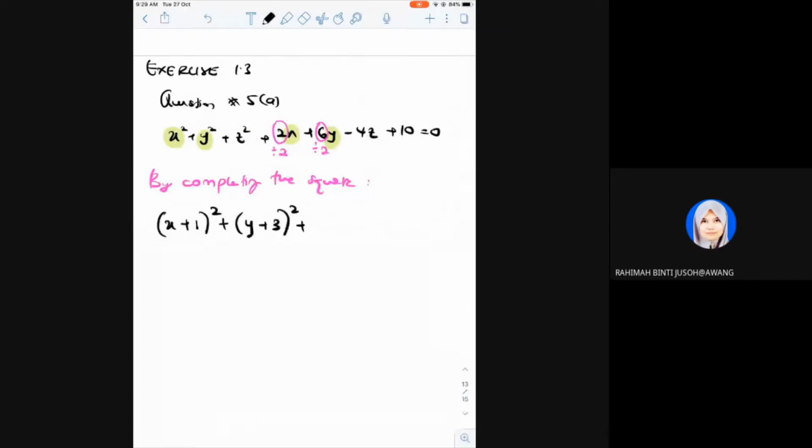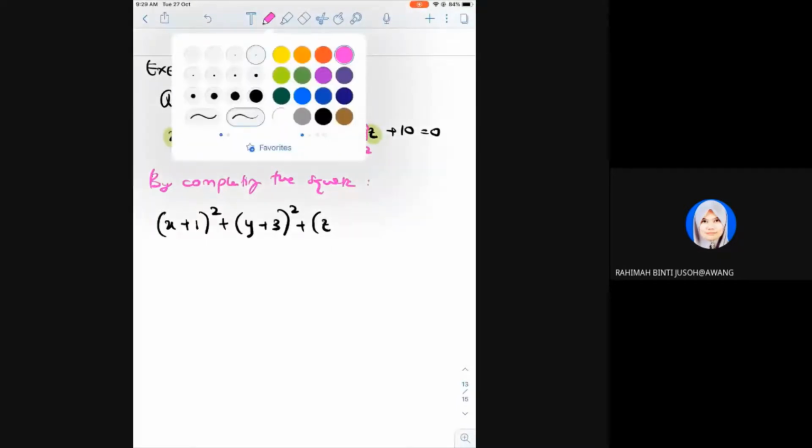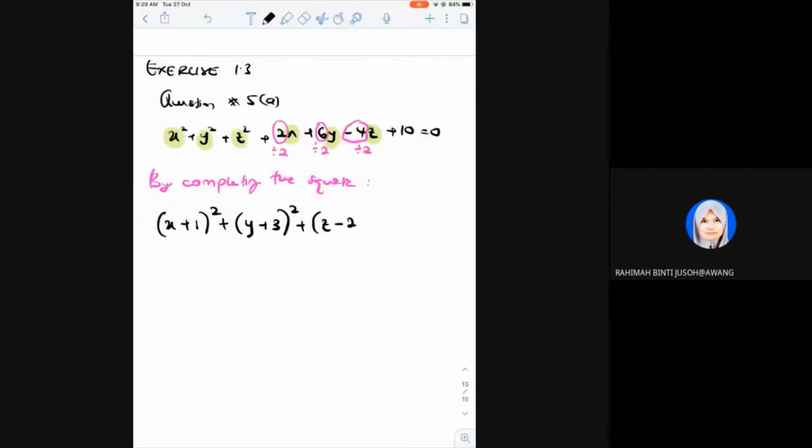And then plus, now variable Z. This is the coefficient of Z here. Be careful because right now we have negative 4. Negative 4 divided by 2 means negative 2. So we take the negative sign because it is negative. Square.